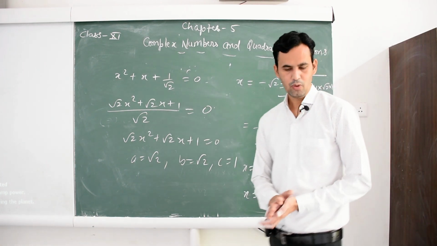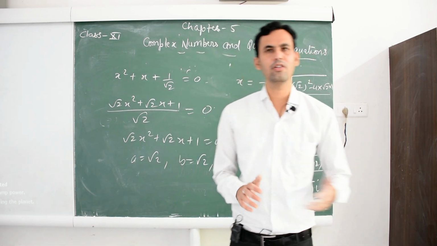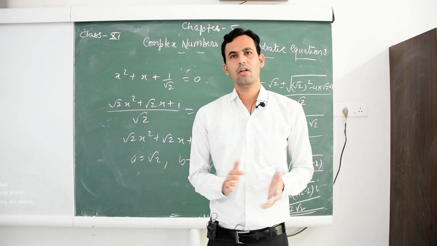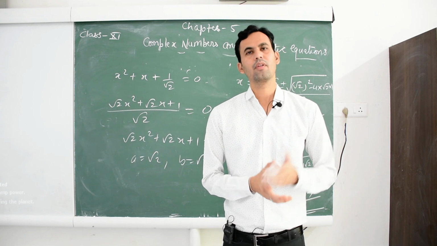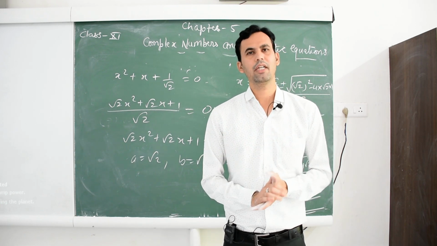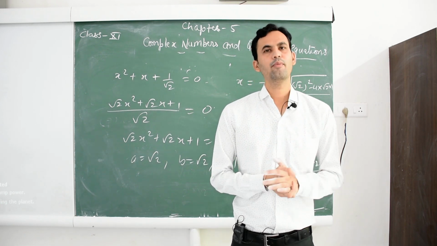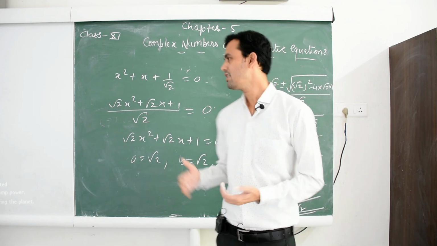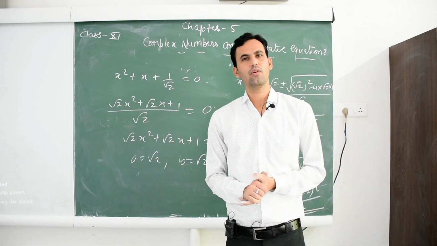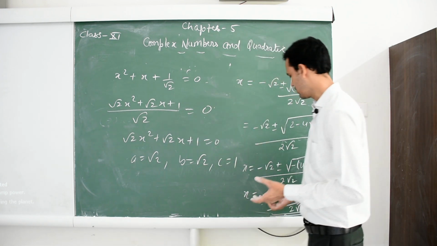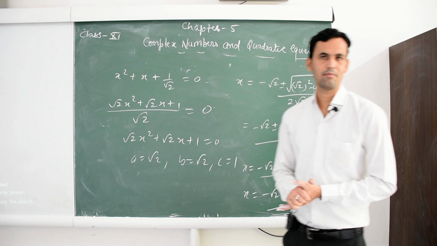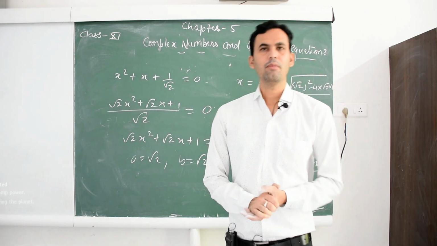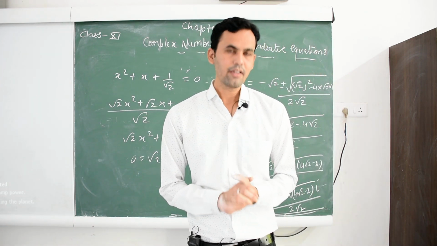So this is all about quadratic equations. There are three concepts in this chapter. First is complex number, conjugate of complex number, multiplicative inverse of complex number, then modulus and argument in polar form of complex numbers, and last is quadratic equations in the form of complex numbers, where the roots are in complex number form. So this is all about chapter 5. Okay, thank you.